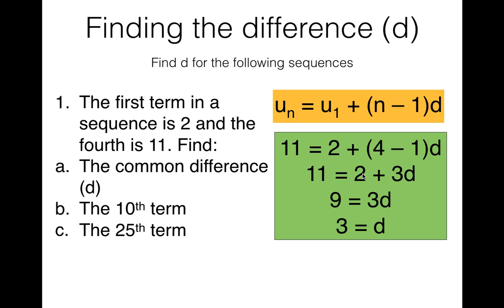11 equals 2 plus 3d. So I want to get rid of this 2 here because I want to know how much d is. So if I'm adding 2 on this side, I subtract 2 on this side, so it becomes 9 equals 3d. And then we divide 9 by 3, and that will give us D. So 3 equals D. So now I know what the common difference is simply by substituting in the values that we've been given.